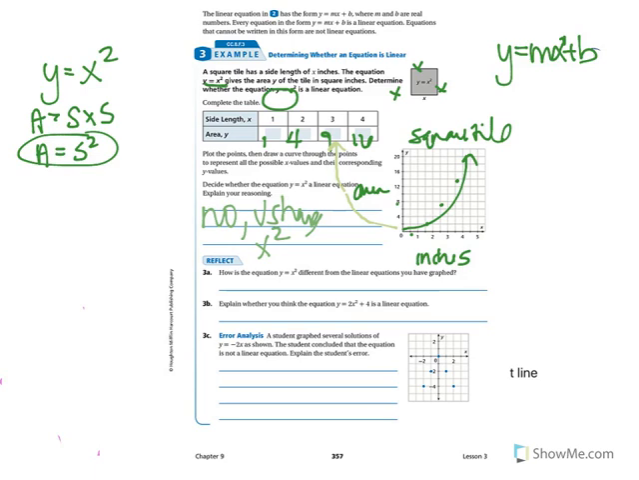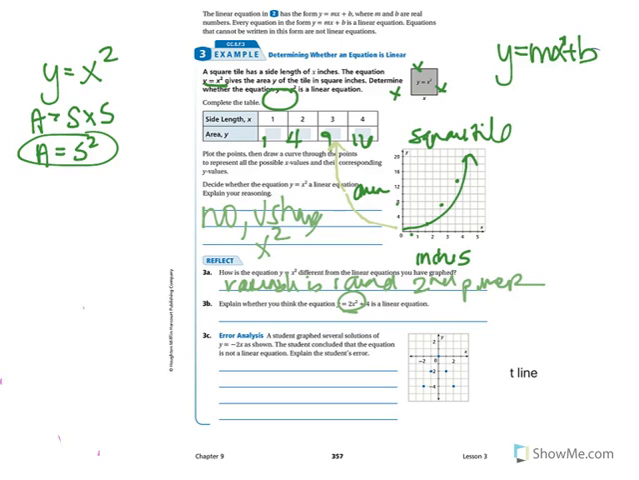So 3a says, how is the equation y is equal to x squared different from the linear equations that we graphed? Well, here, the variable is raised to the second power. 3b says, explain whether you think the equation y is equal to 2x squared plus 4 is linear. And we're going to say nope, because x is squared.